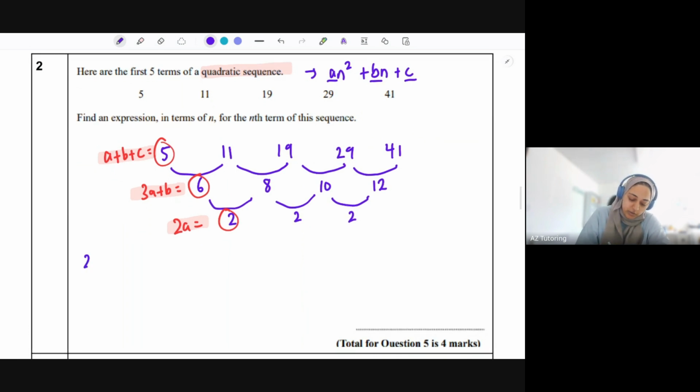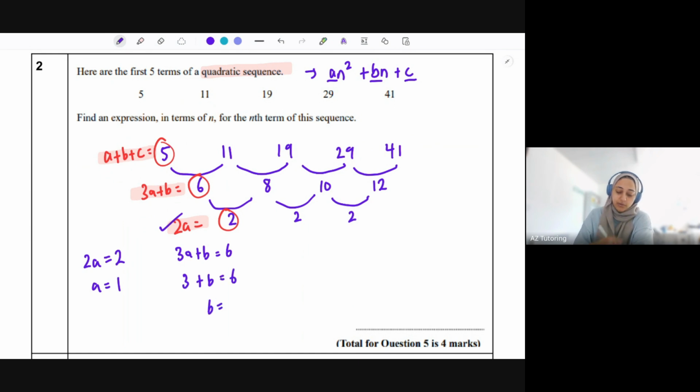Starting off with 2a equals 2. So therefore, a just equals 2 divided by 2, which is 1. So we found a, so we've dealt with that one. Let's do the next one. We've got 3a plus b equals 6. We know what a is, 1. 3 times 1 is just 3, plus b equals 6. So to get b by itself, I'm going to minus 3. 6 minus 3 is just 3. So b equals 3.